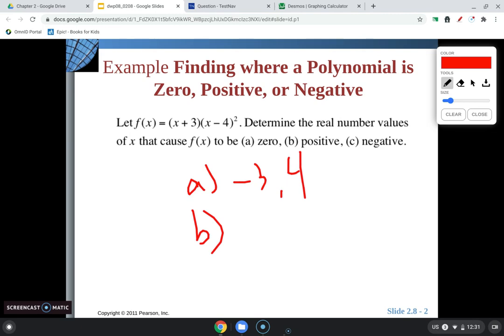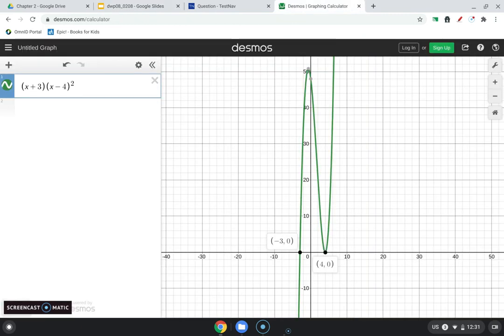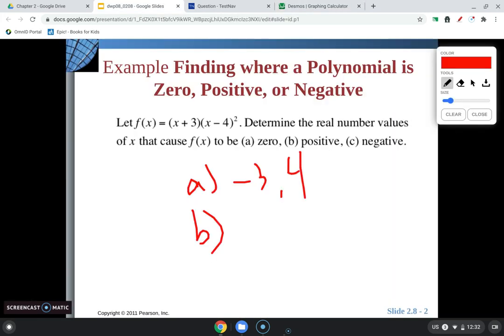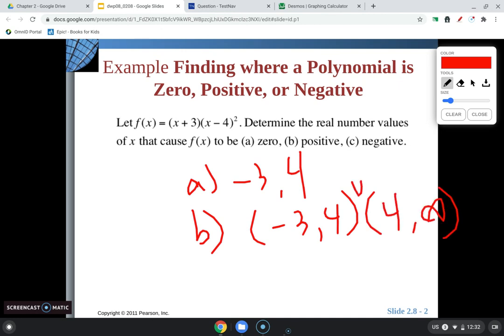So B, when is it positive? Well, it's positive from -3 all the way to 4, I guess it's 0 there. So from -3 to 4, put these in interval notation. So from -3 to 4, and then from 4 to infinity. Put a union in there. Technically, it's 0 at 4, so we couldn't include 4 in that.